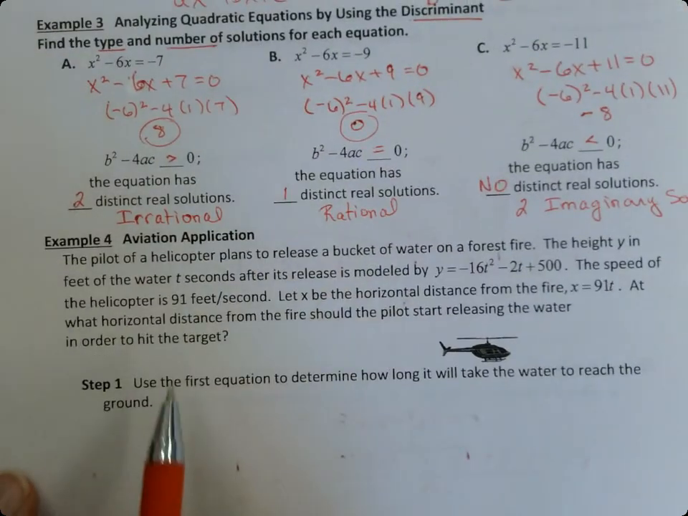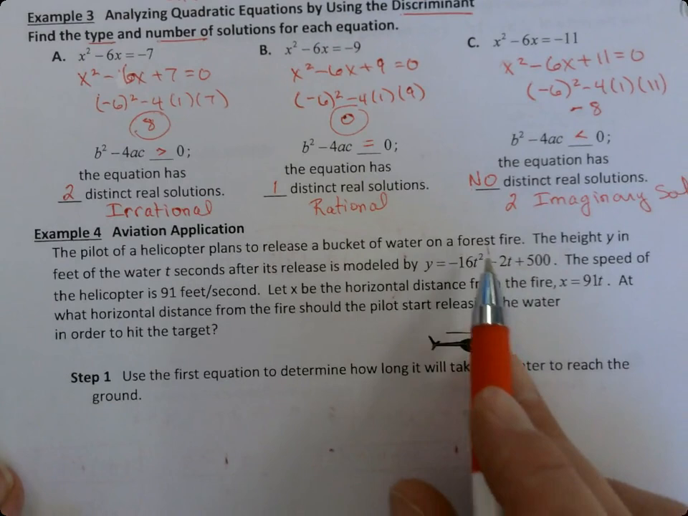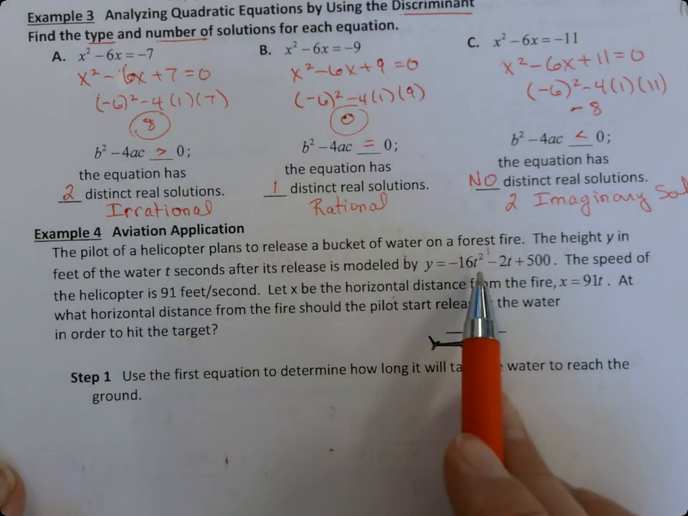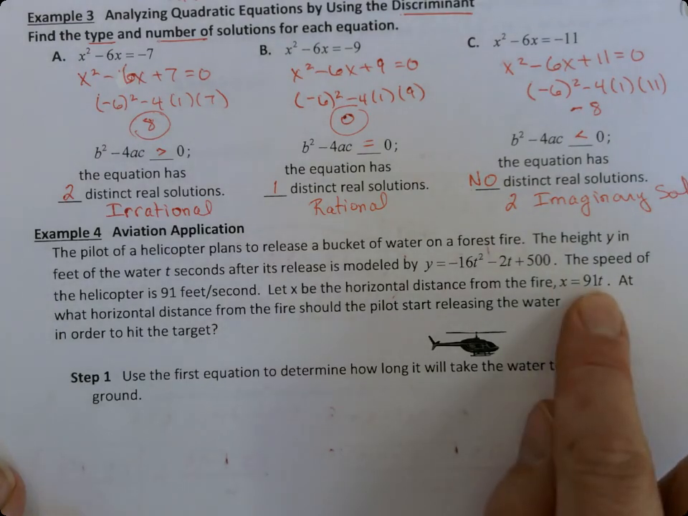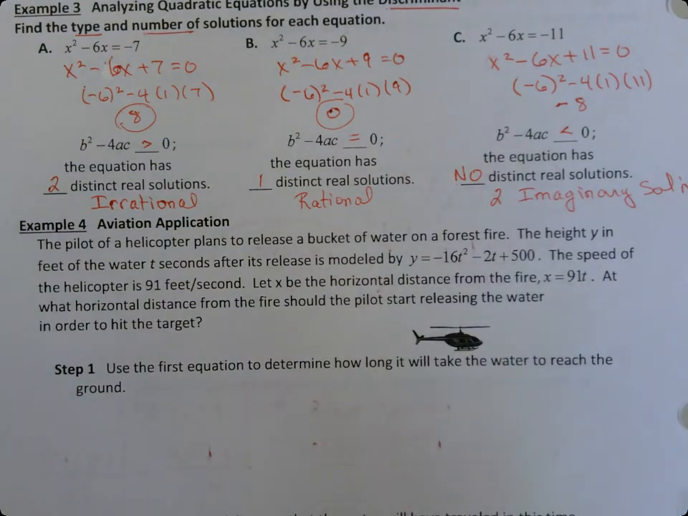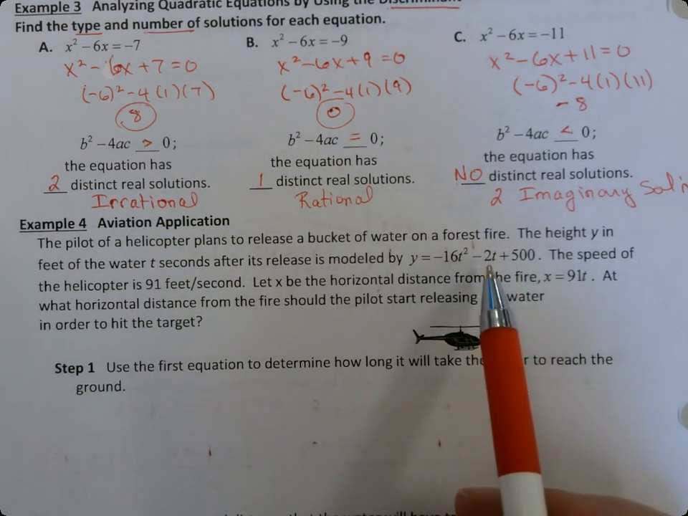It says use the first equation to determine how long it will take for the water to reach the ground. We're not putting these equations together. We're going to solve for t. And once we find t, we're going to plug it in to find the horizontal distance using that speed. Now, solving for t is not easy because we have t squared and t.